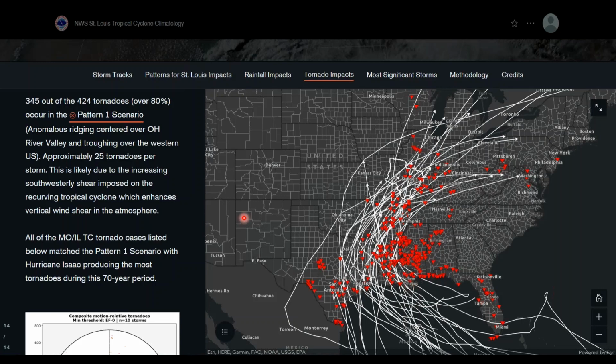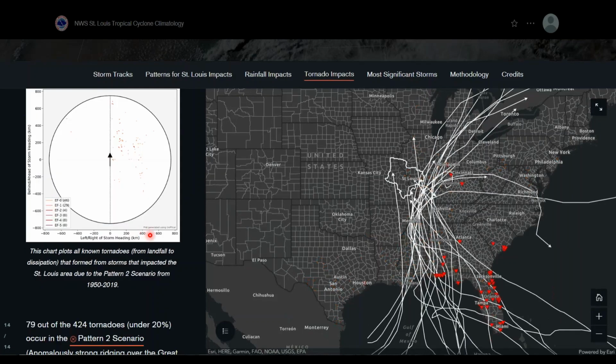By comparison, when we're looking at scenario 2, we see a pretty notable decrease in that total, which makes sense given that if we're not really seeing a whole lot of upward forcing, especially westerly shear on these TCs, you're really not going to get any kind of enhanced rotation that would be capable of producing a large amount of tropical cyclone tornadoes.